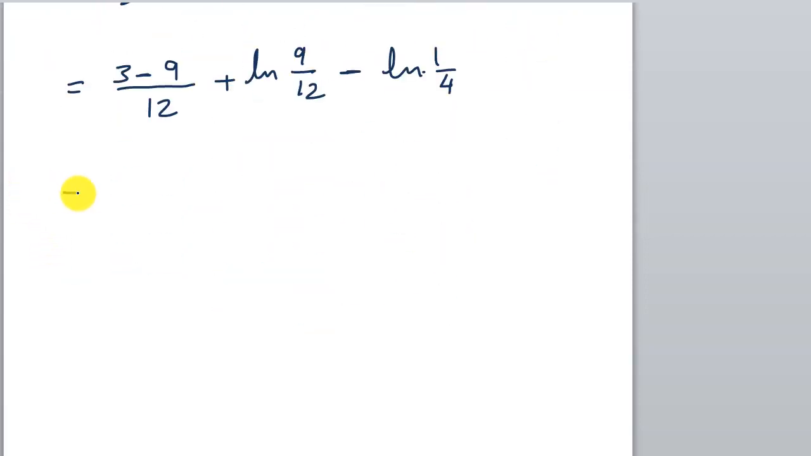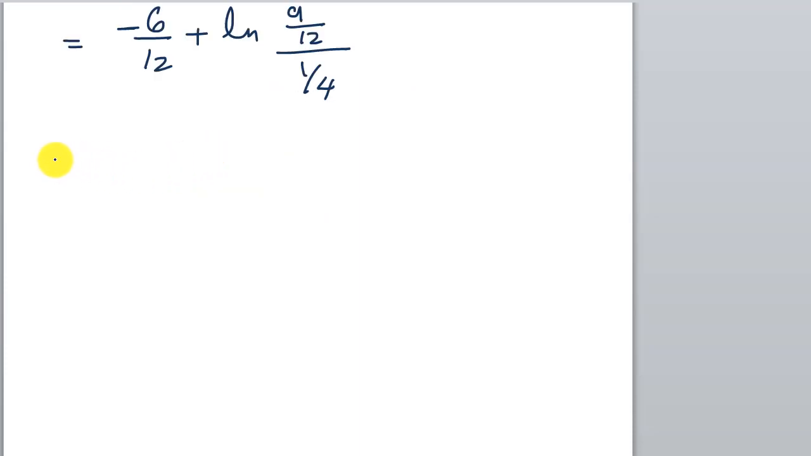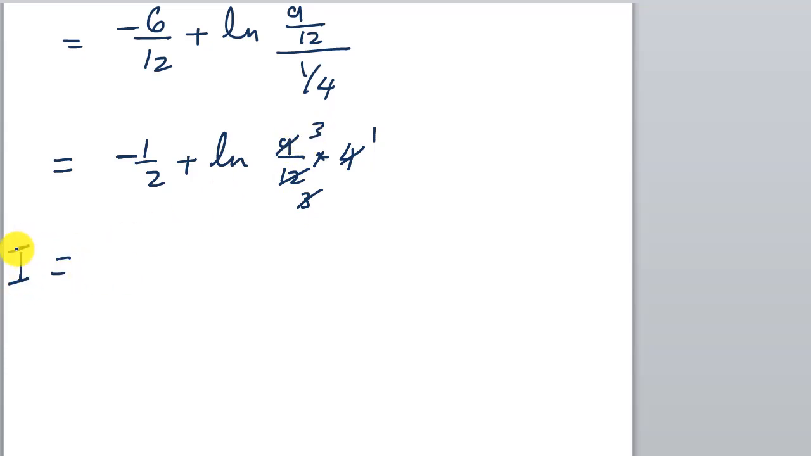So it's equal to minus 6 divided by 12 plus ln of 9 divided by 12 divided by 1 over 4. So it's equal to minus half plus ln of 9 divided by 12 multiplied by 4. So divided by 4, 1 here, 3 here, 3. So the final answer of I, the integration I, is equal to minus half plus ln 3.